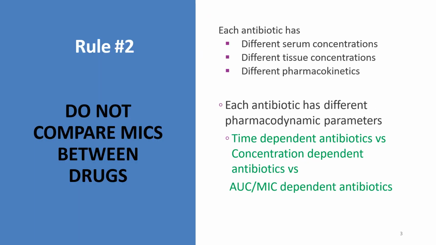Rule number two, do not compare MICs between drugs, because every antibiotic has different serum concentration, different tissue concentration, different pharmacokinetics. Each antibiotic has different pharmacodynamic parameters. There are time-dependent antibiotics, there are concentration-dependent antibiotics, there are AUC by MIC-dependent antibiotics.